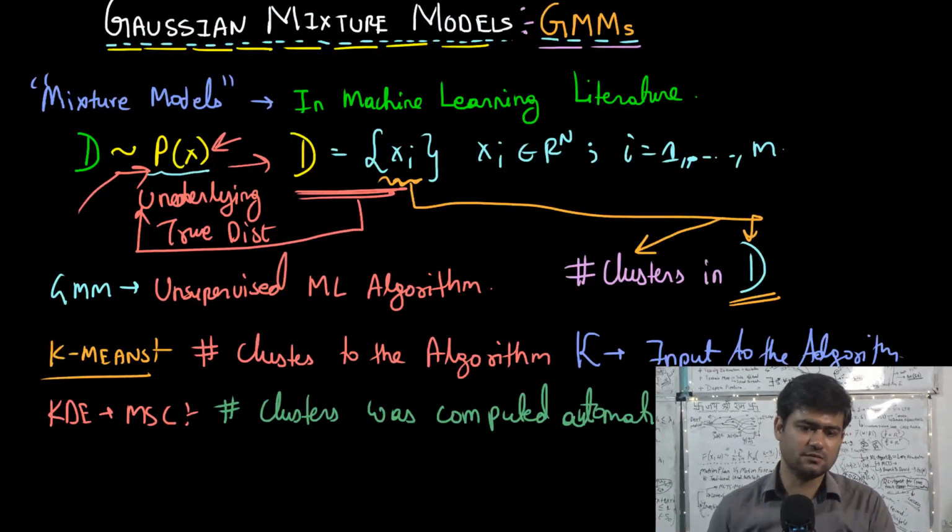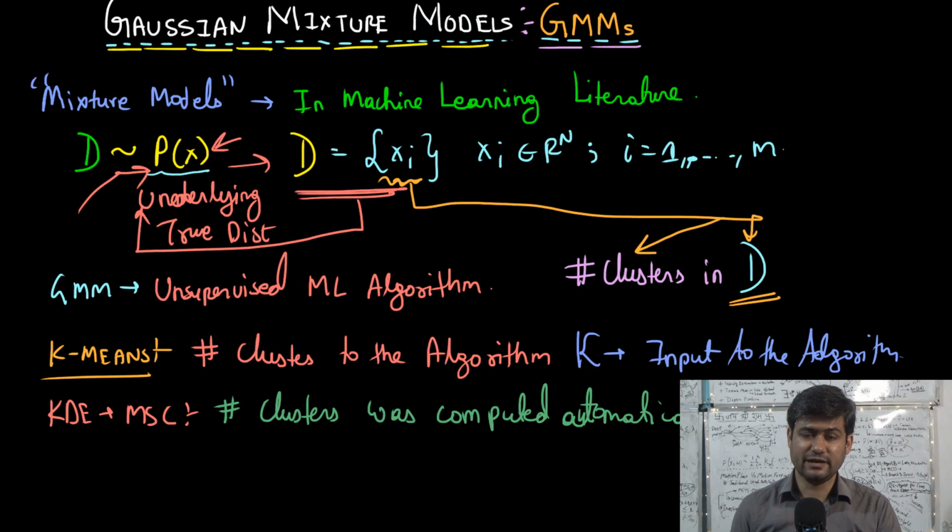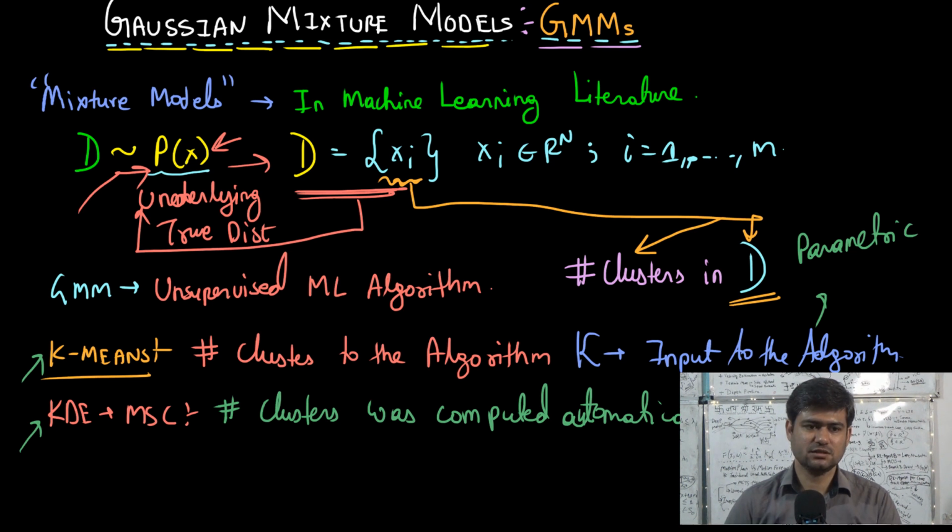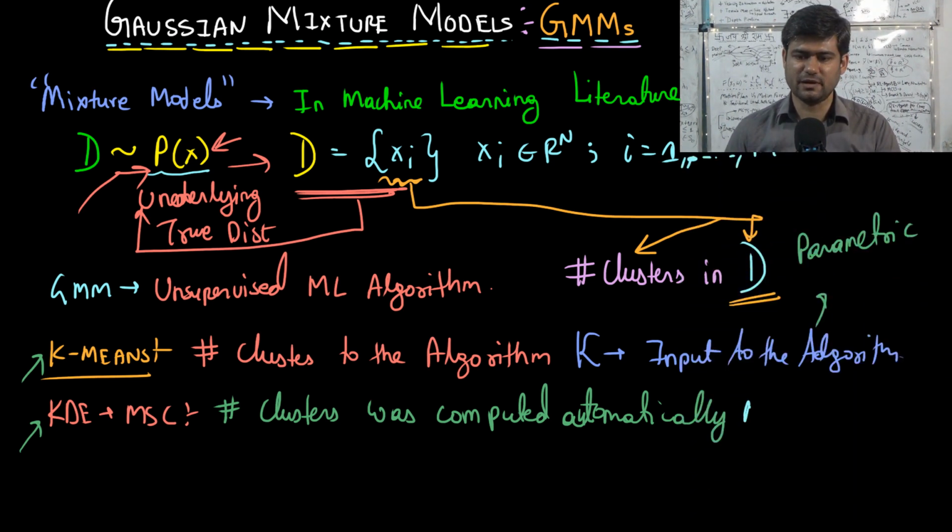So in both algorithms, the data points are finally assigned their cluster identities, but in k-means we have to specify the number of clusters as an input to the algorithm. In the kernel density estimation based mean shift clustering algorithm, we do not have to specify it. So k-means is a parametric clustering algorithm, whereas mean shift clustering is a non-parametric algorithm.